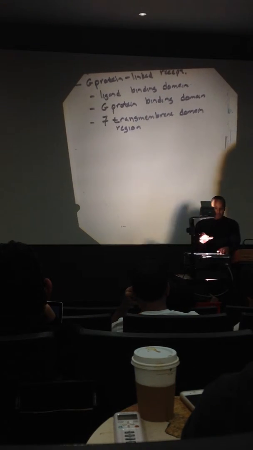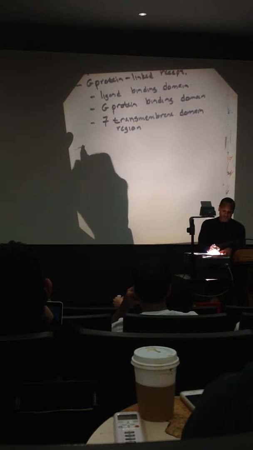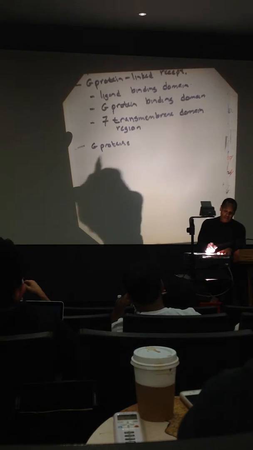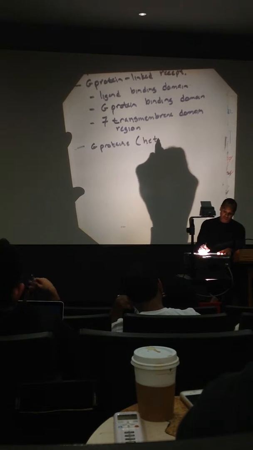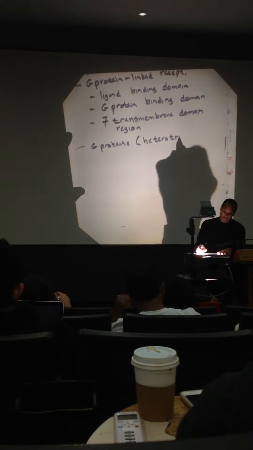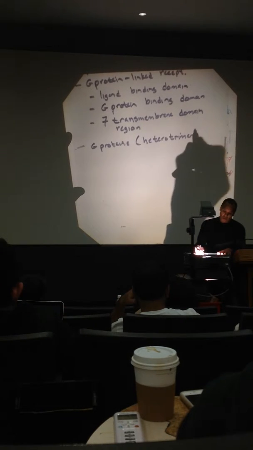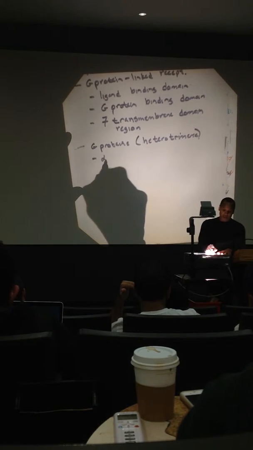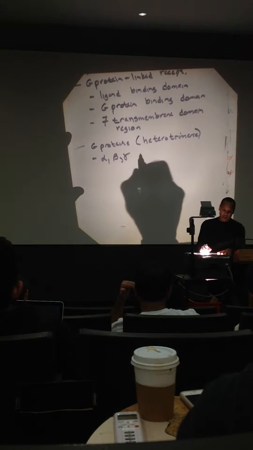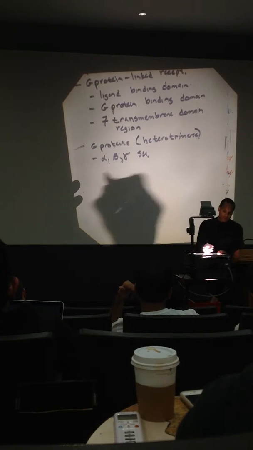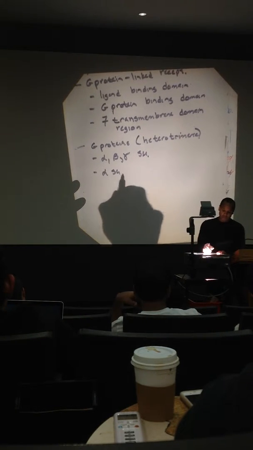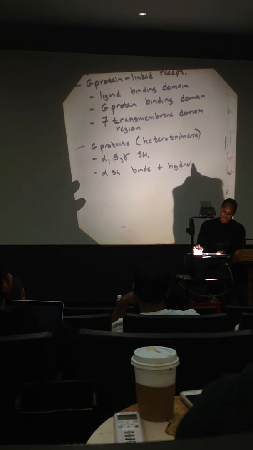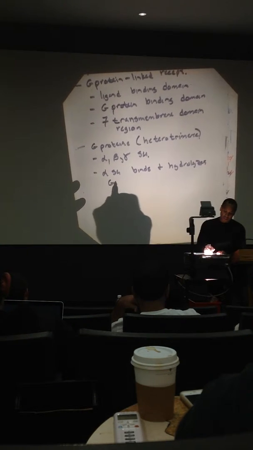So again, the idea is that the G protein linked receptors, by definition, are linked to G proteins. Specifically, these are heterotrimeric G proteins, meaning there are three of them, hetero, meaning that they're different. There's an alpha, a beta, and a gamma subunit. It is the alpha subunit that binds and hydrolyzes GTP.